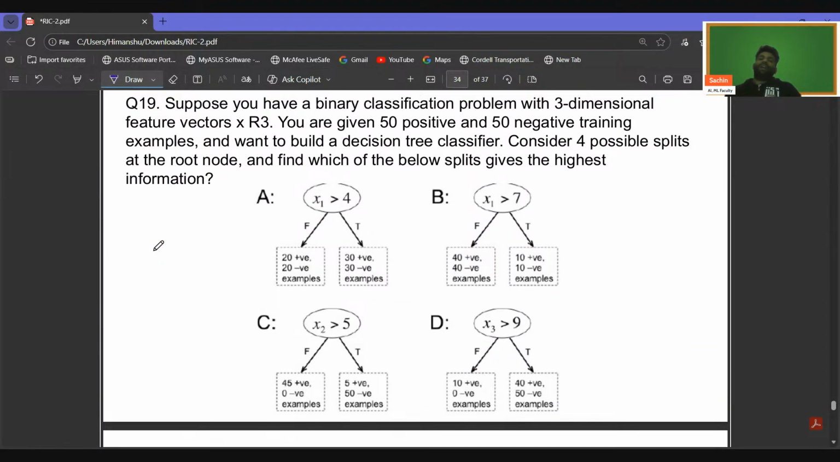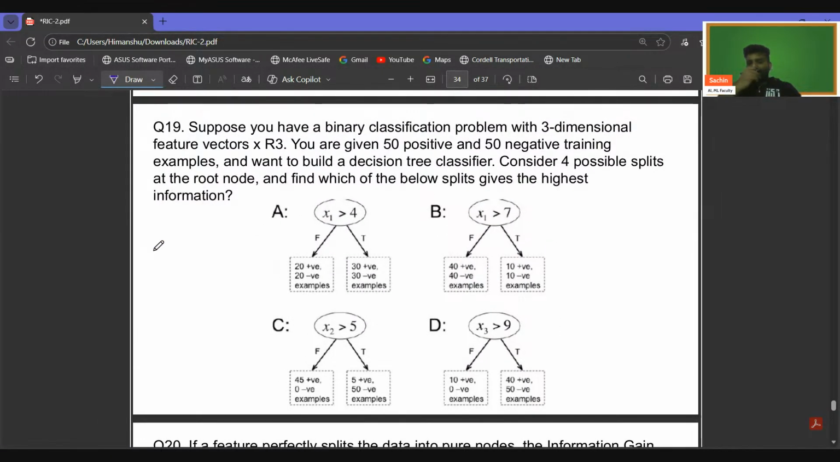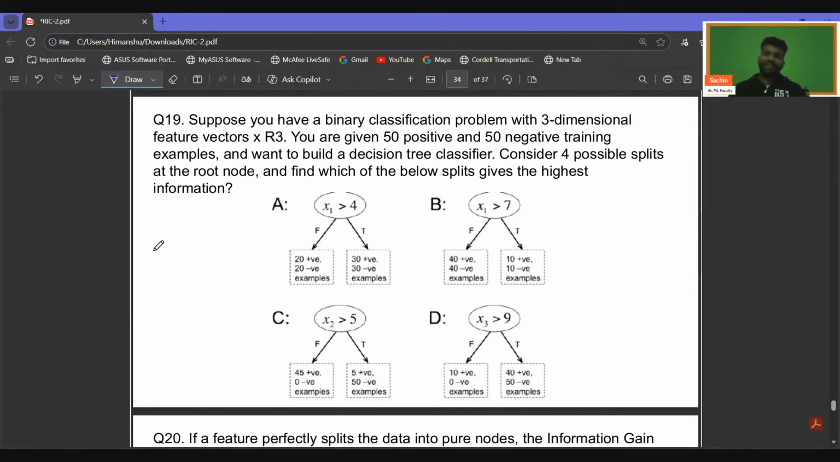Now we have the last question over here, a simple one, but still, let's see. Suppose you have a binary classification problem with a 3-dimensional feature vector, so we have x1, x2, x3, in R3. You are given 50 positive and 50 negative training examples and want to build a decision tree classifier. Consider 4 possible splits at the root node. Find which of the below splits gives the highest information gain.